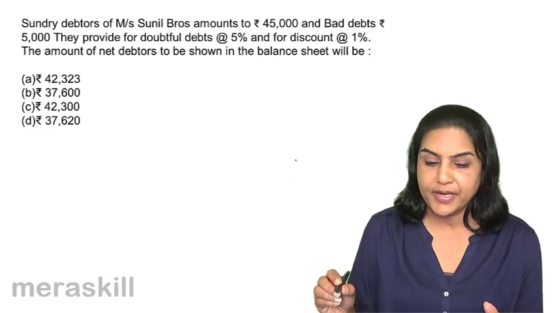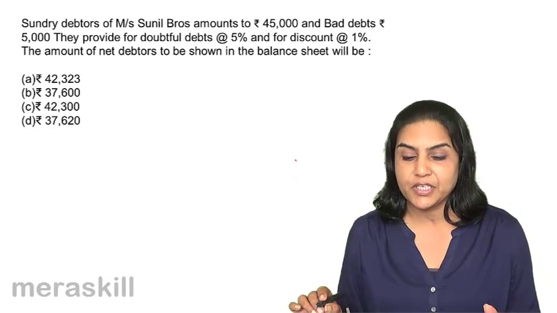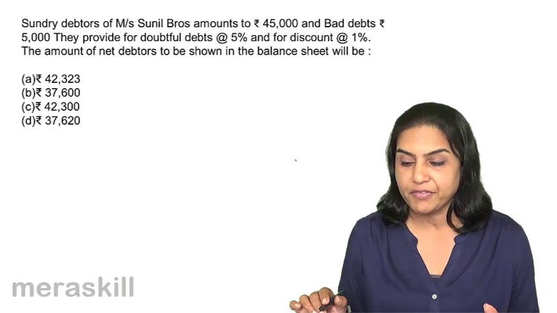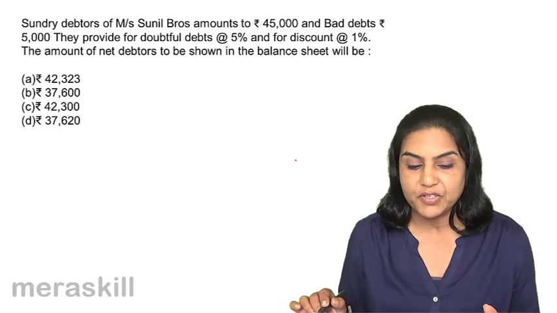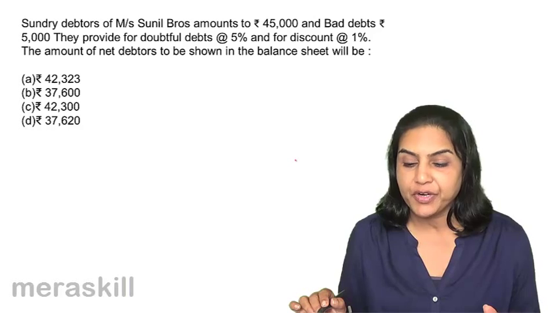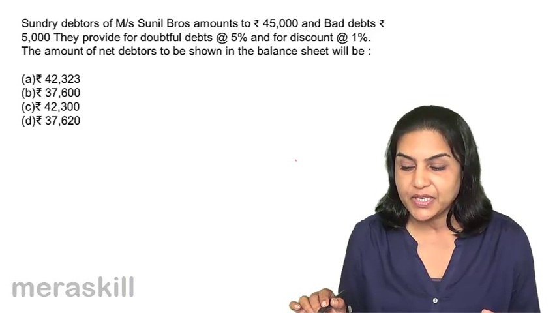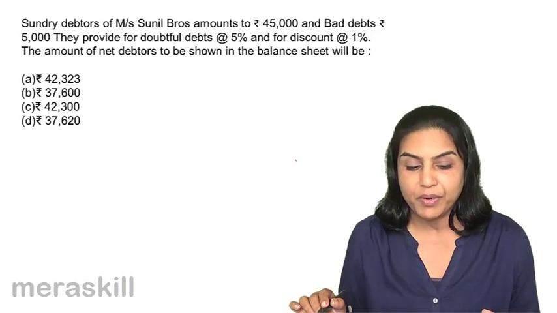Let us consider an example. Sundry debtors of Messrs. Sunil Brothers amount to 45,000 and bad debts to rupees 5,000. They provide for doubtful debts at the rate of 5% and for discount at the rate of 1%.